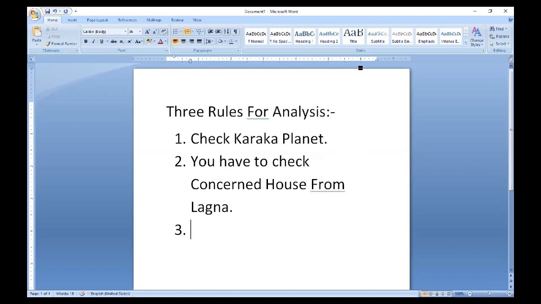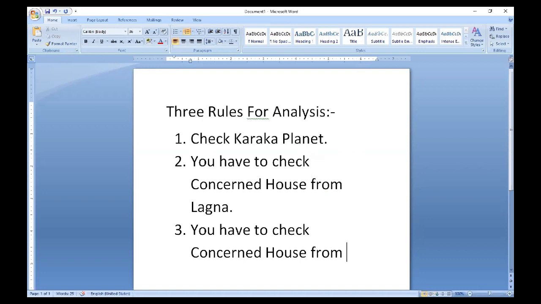Now, in the third point, you have to check the concerned house from the Karaka planet. Is it clear? Yes, sir. It's very clear now, sir. Thank you, sir. Now, this is the whole concept.